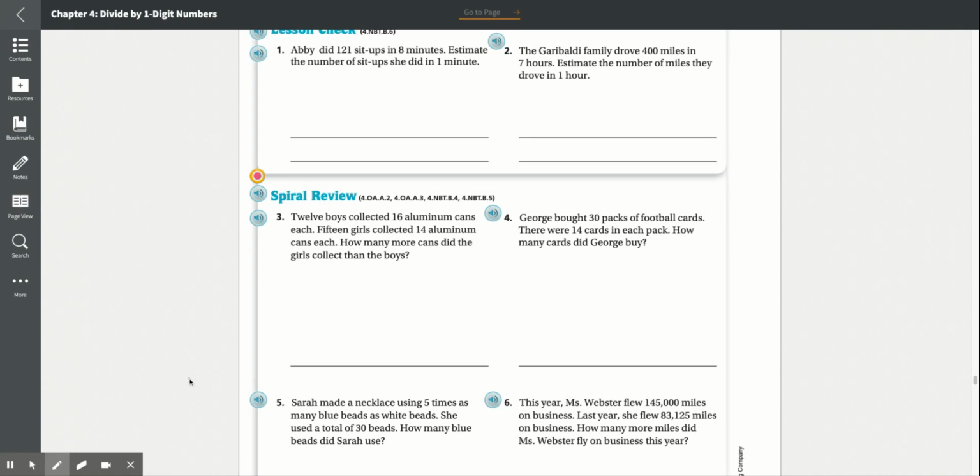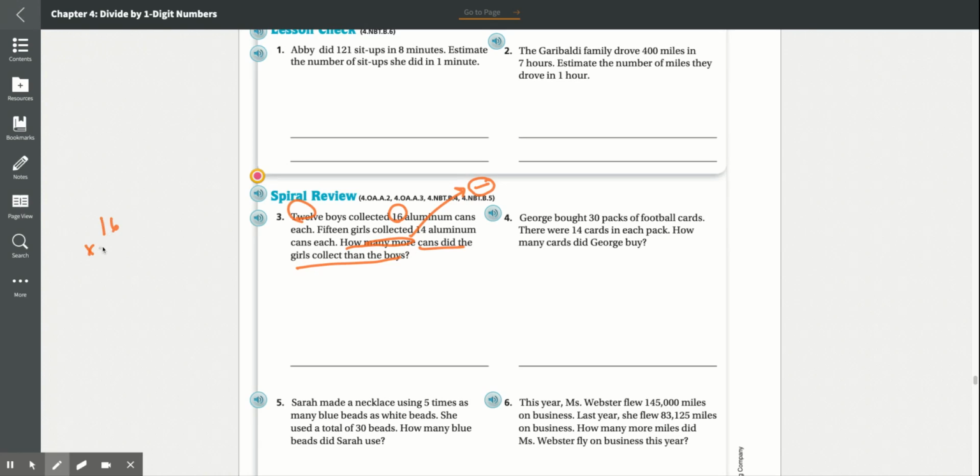So it's asking us how many more cans did the girls collect than the boys? So we know many more means that we have to subtract two numbers. So let's first get how many cans the boys collected. There are 12 boys and 16 cans for each boy.